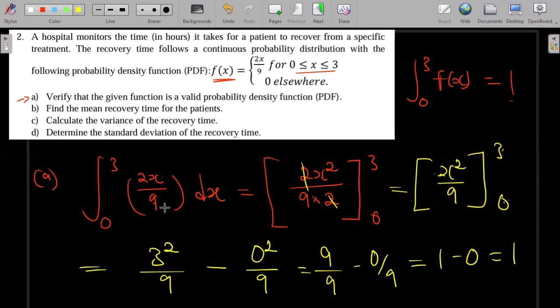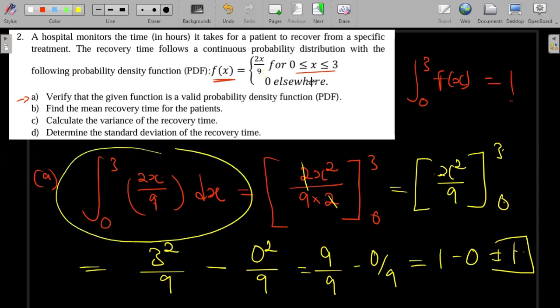So we see that the integral over the whole limit there is just what? 1. So this confirms that the f of x here is indeed a what? A PDF, because we've shown that the integral over this whole interval is equal to 1. So that's how you show that something is a valid PDF.